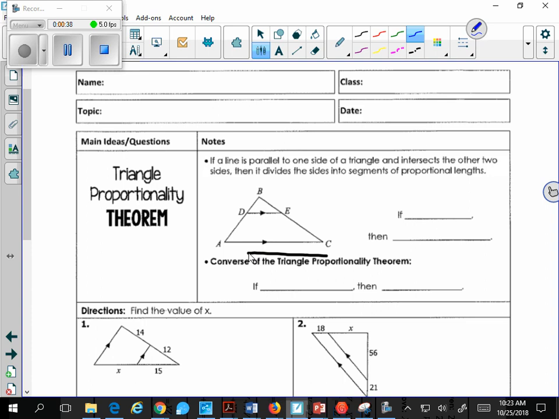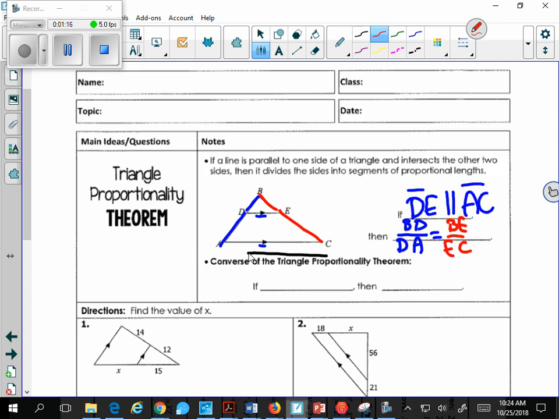If DE is parallel to AC, as they show in the picture with my little symbols showing parallelness, then I'm going to say the ratio of BD to DA is equal to the ratio of BE to EC. And that's all it says.